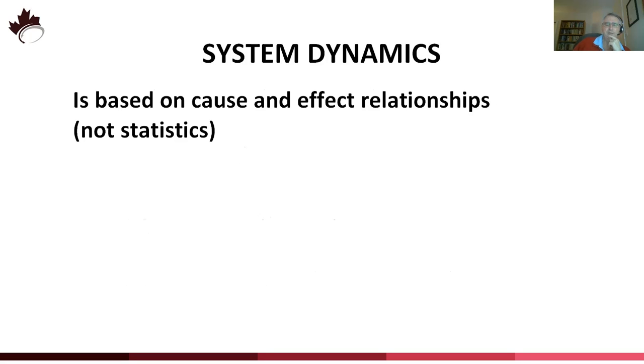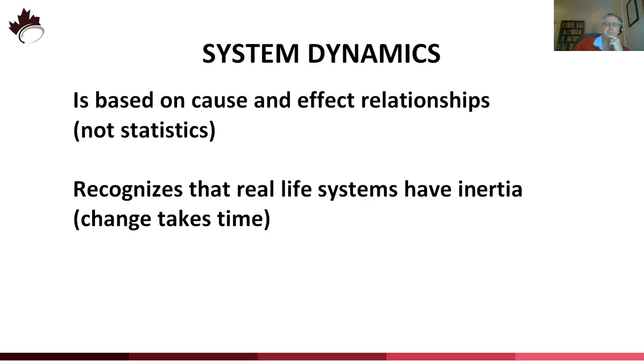Now, system dynamics is based on cause and effect relationships and not statistics. So it's important to recognize this because if you're going to try to change the system, you want to know how the cause and effect relationships work. So you want to affect something by changing what causes it. So it's not statistics. Cause and effect is not correlation. It's actually based on the physical nature of how the system works.